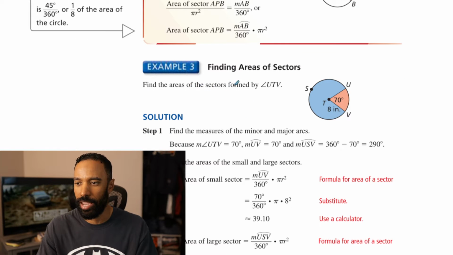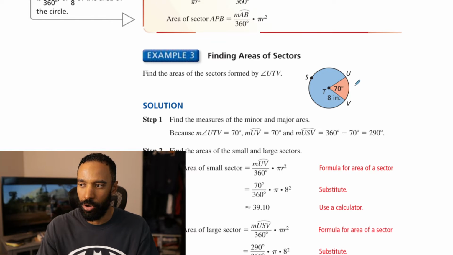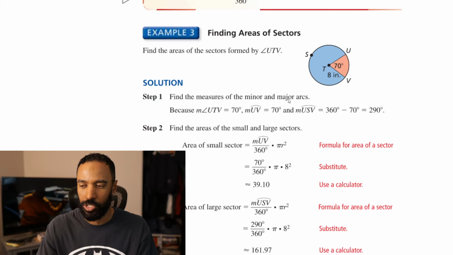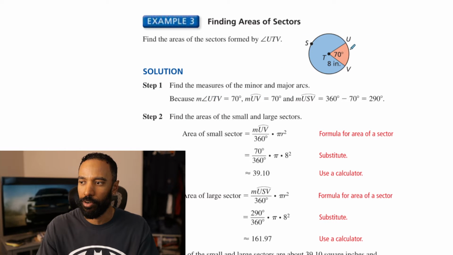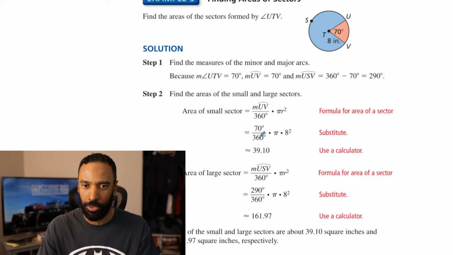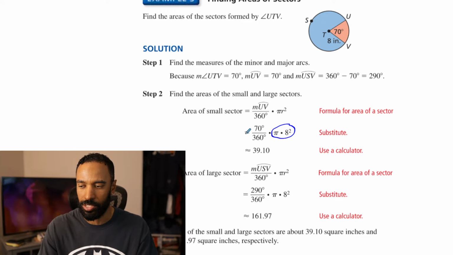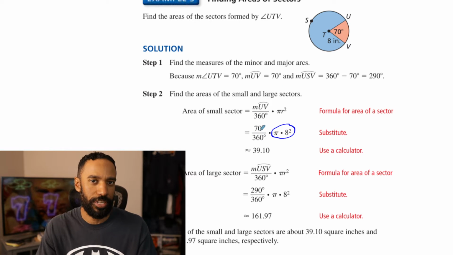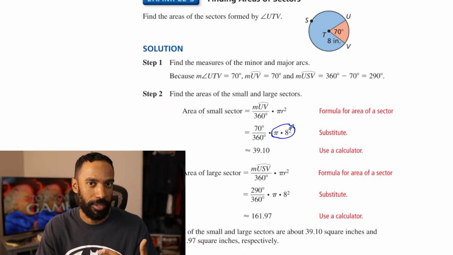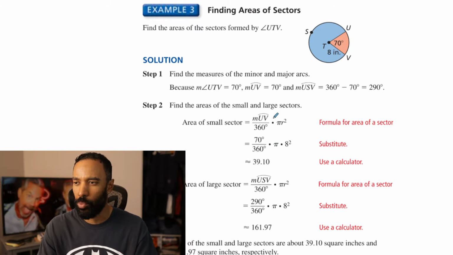Find the areas of the sectors formed by angle UTV. So UTV is a 70 degree central angle, which means this intercepted arc is also 70 degrees. But they say both sectors really here, so they have kind of options in what you can do. For the one with UTV here in pink, we're going to take the 70 degrees out of 360, and whatever that is, we're going to take that fraction of the circle's area. The circle's area is pi times 8 squared because its radius is 8. So 7 over 36 of 64 pi. And when you calculate it all, it looks like 39.10 square units.